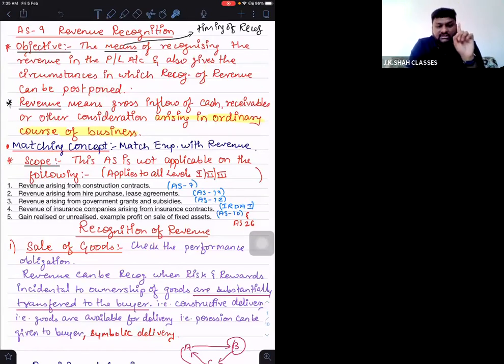So let us now first start with recognition of revenue with respect to sale of goods. Then we'll go for services. Then we'll go for use of enterprise resources by others, right?